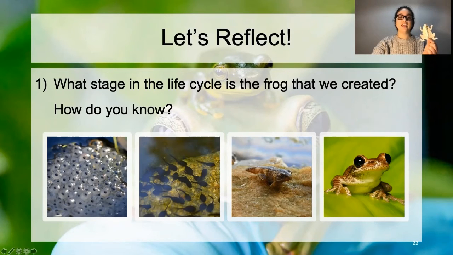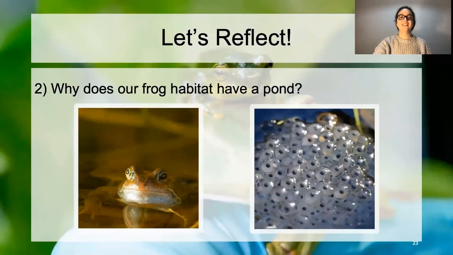Here's a reminder. Here are some eggs. Here are some tadpoles. Here is a froglet. And here is an adult frog. You can think of the different body parts. You can think of it being outside the water versus inside the water. Okay, next, let's think about why does a frog habitat have a pond? Let's think back to why a frog like ours might be inside of a pond. Here's a picture on the right that will give you a hint.